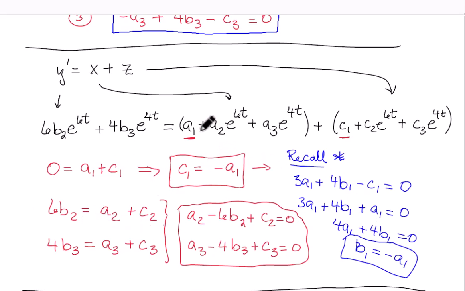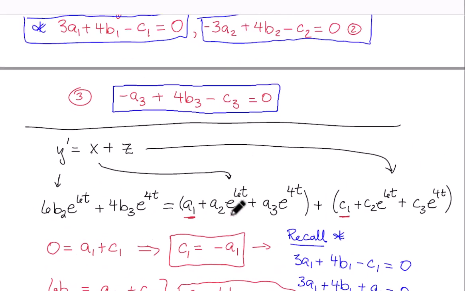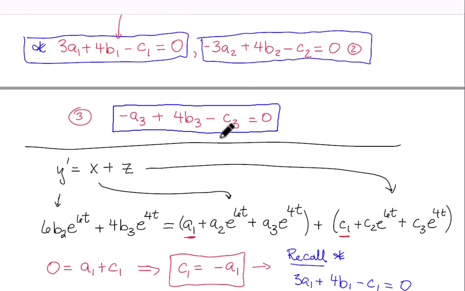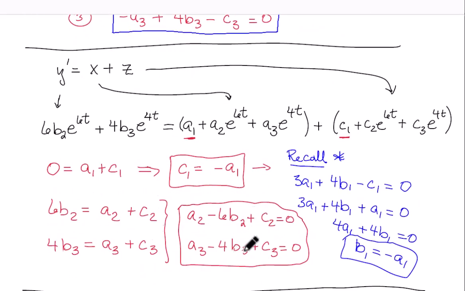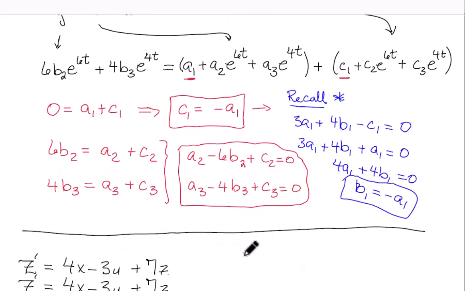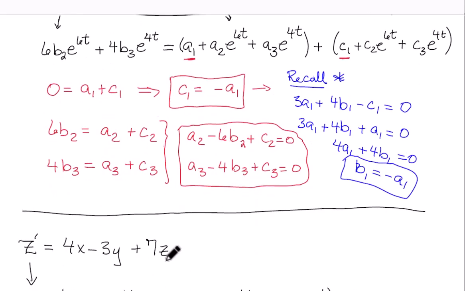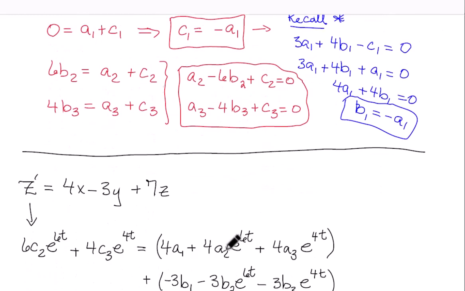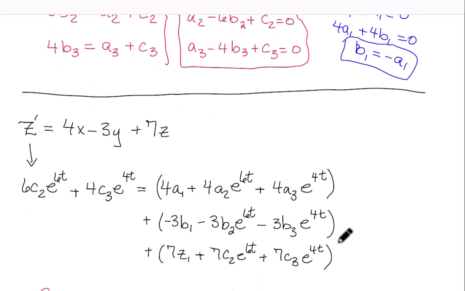So now I grab all the stuff involving the e to the 6t, compare. Grab all the stuff with the e to the 4t and compare. And then I get equations for them. So remember, earlier I've got 2 equations up here for the 2's and the 3's. I've got another 2 equations here for the 2's and the 3's. And now my third set. So here's z prime. Plug everything in. Start matching things up.